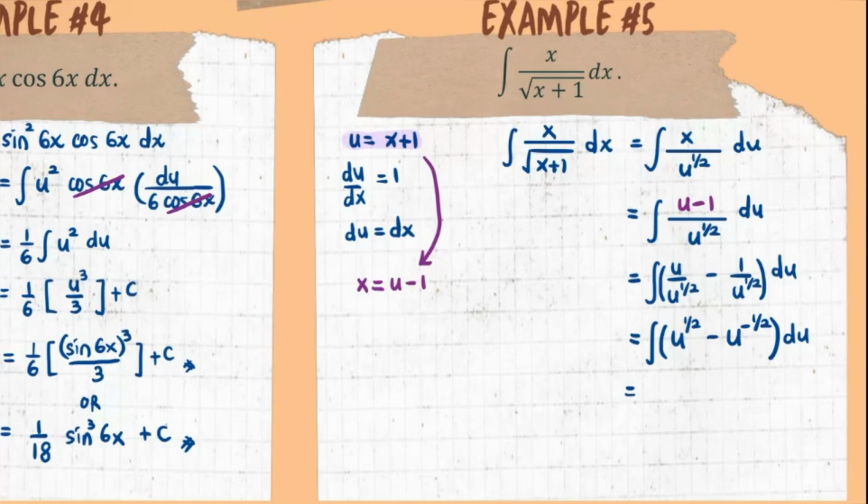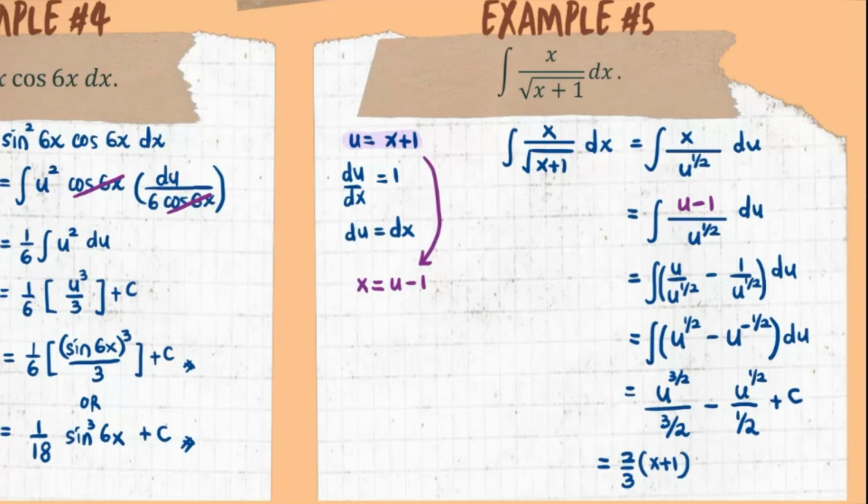Okay. So U kuasa half bila tambah 1 dapatlah 3/2 per 3/2 tolak negative half bila tambah 1 dapat U kuasa half over 1/2 plus C. Okay, and then finally kita write everything in terms of X. So tadi U kita adalah X plus 1 kan? 1 bahagi 3/2 dapat 2/3 X plus 1 to the power of 3/2 minus 1 divided by half we get 2 X plus 1 to the power of half plus C. So this will be our final answer.